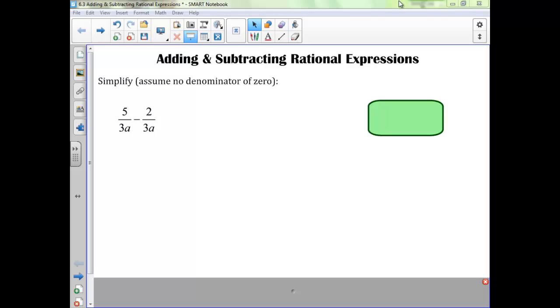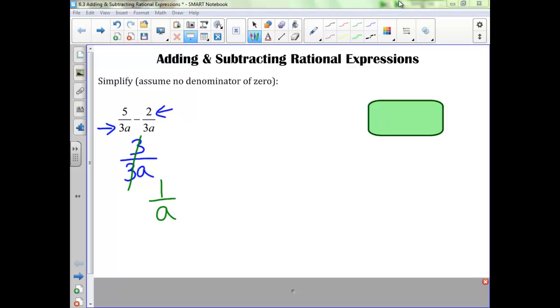So think back to when we added fractions back in chapter 1. If they already have a common denominator, we can just focus on adding or subtracting our numerator. And so these two fractions already have a common denominator of 3a. So we can just do our subtraction of 5 minus 2, which is 3, over our 3a. But now notice we can simplify. These 3's will divide out, and we're left with 1 over a.